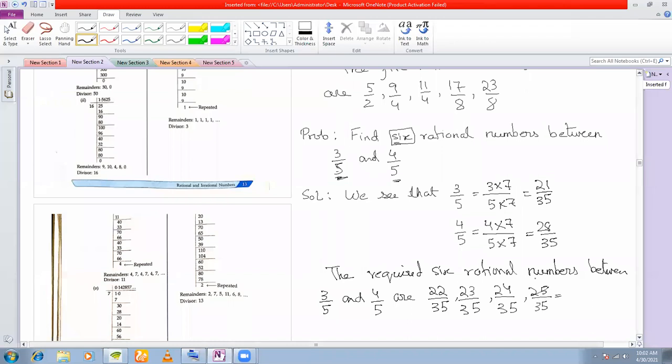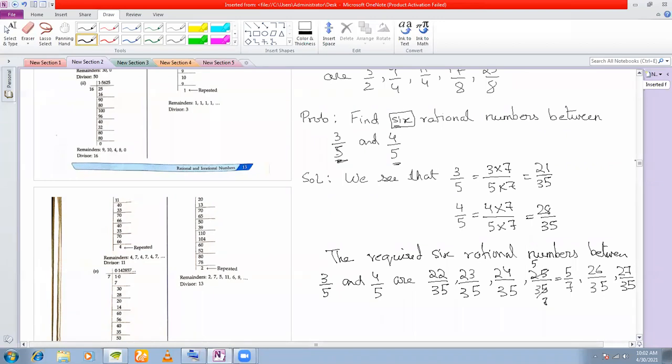which obviously if you cancel, how much you will get? 5 by 7 you'll get. You can also have 26 by 35, right? So we have got 5, and you can have 27 by 35. So we have got 6 rational numbers between these two, right? So that is how you insert rational numbers between two fractions.